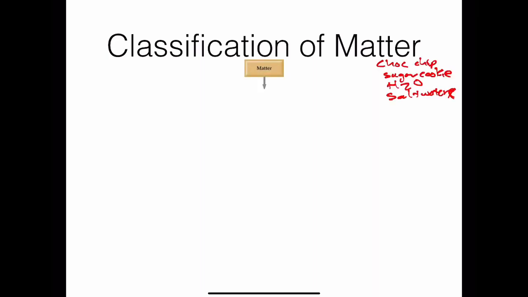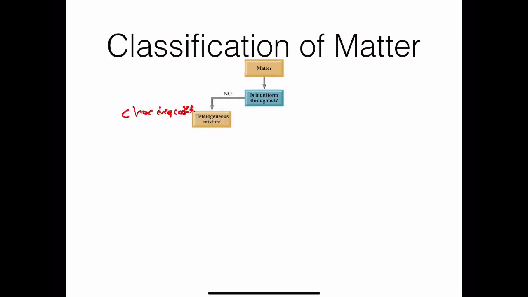Starting with just a sample of matter, the first question we want to ask ourselves is, is it uniform throughout? And if the answer is no, we're already able to place a heterogeneous mixture in this location. And a heterogeneous mixture, like we said, might be something like the chocolate chip cookie. If the answer is yes, is it uniform throughout, then we have a homogeneous mixture. So we can't automatically place something like the sugar cookie here because our homogeneous mixture can be a lot of different things. The homogeneous mixture can be the cookie, it can be salt water, it can be regular water, it can be hydrogen.